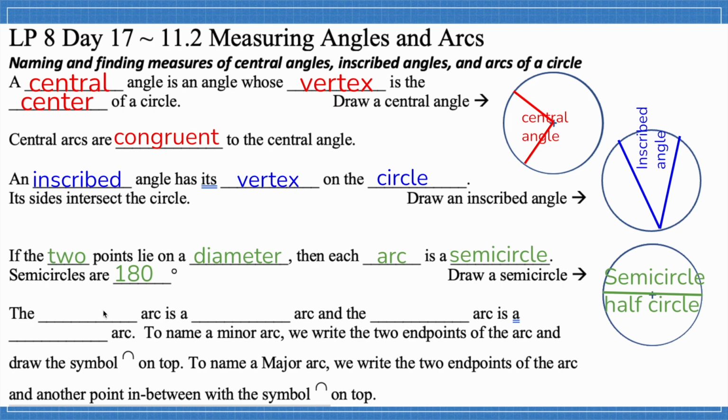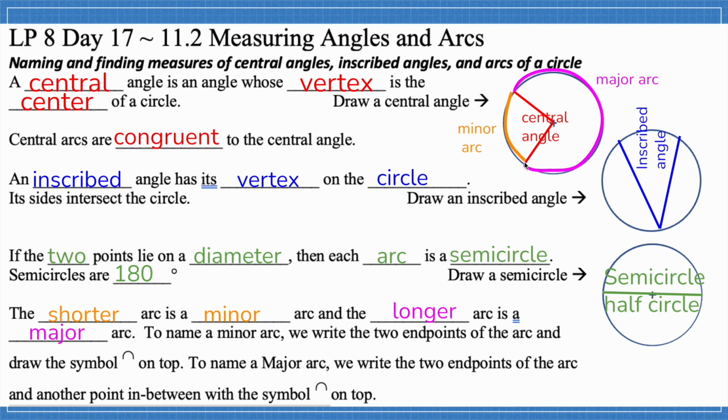All right, we have 2 ways to name arcs on this one. We have a shorter arc, and we call that the minor arc. We have a longer arc that is the major arc. Up here you can see I've got the major arc going all the way around, and I'm just using the central angle as my guide here. So the major arc is the larger one going on the outside of the angle, and then the minor arc is the arc created by the angle itself.